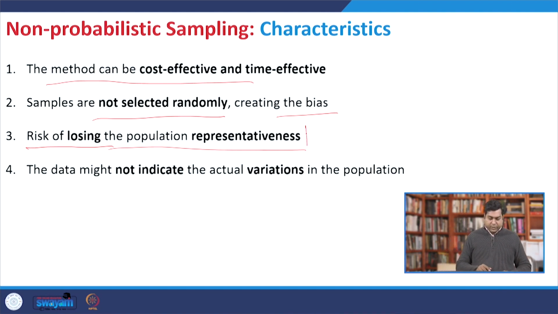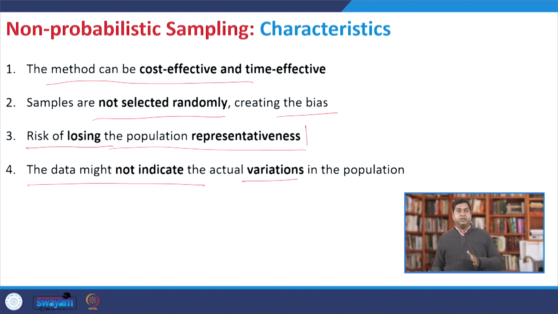The other issue is that the data might not indicate the actual variation in the population. One thing is the representation of the entire population, where if it's a population based survey, there should be a fair enough and equal representation of different age groups, so that you can understand it. But if you are targeting a particular user group, within that also there might be some other socioeconomic variation.